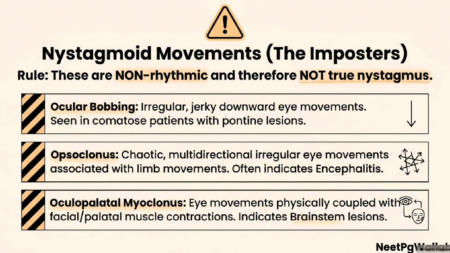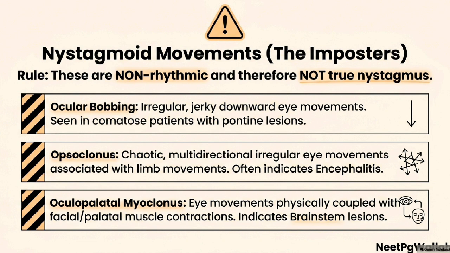True nystagmus must be rhythmic. These nystagmoid movements we're looking at here are the imposters because they are non-rhythmic. Ocular bobbing features irregular, jerky downward movements seen with pontine lesions. Opsoclonus is completely chaotic, multidirectional darting, often indicating encephalitis, and oculopalatal myoclonus physically couples eye movements with facial muscle twitches. Remember the golden rule of our investigation: non-rhythmic equals not true nystagmus.